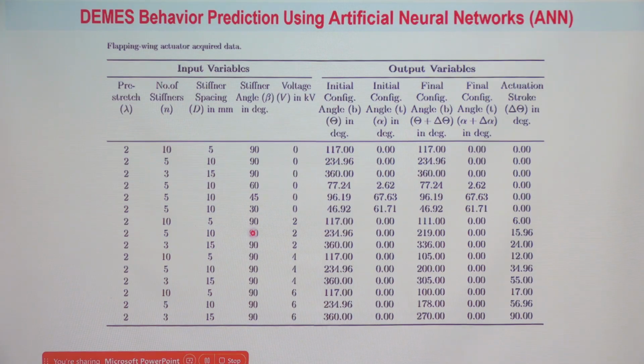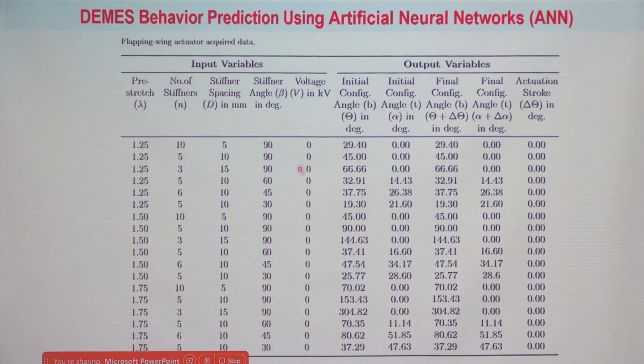Okay. You see here, the orientation is 90 degree, 60, 45, 30. And we also have data for 90, where the pre-stretch is also varying. The number of stiffeners is changing, the spacing between the stiffeners is changing. So we have obtained the different data.